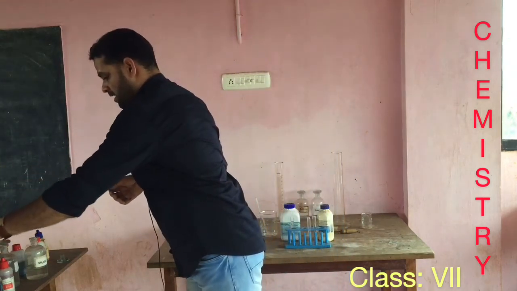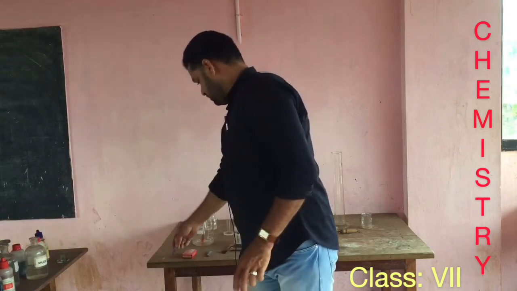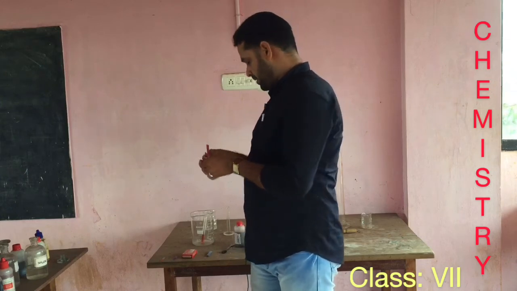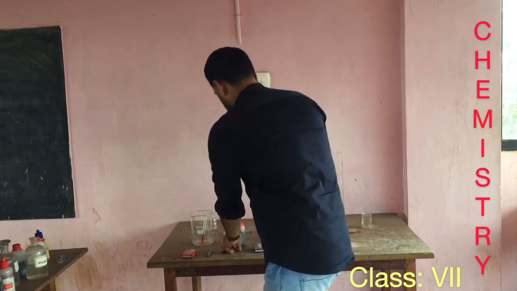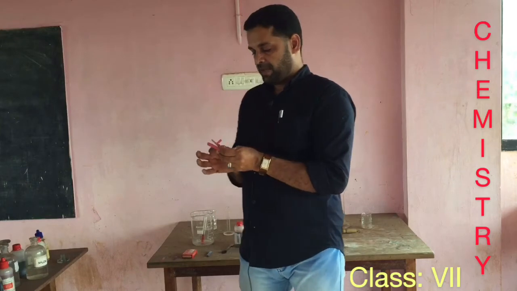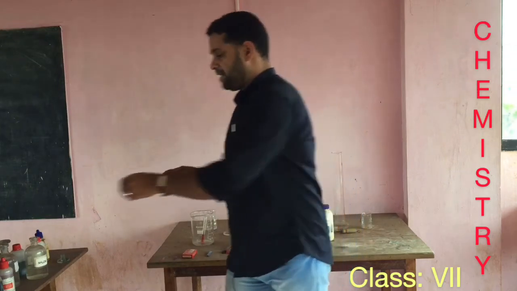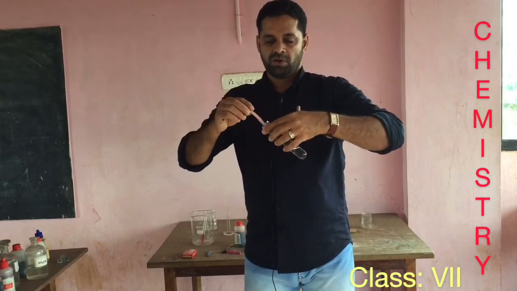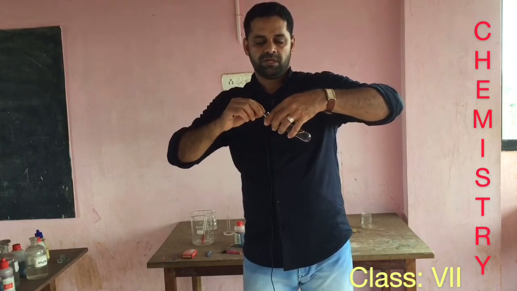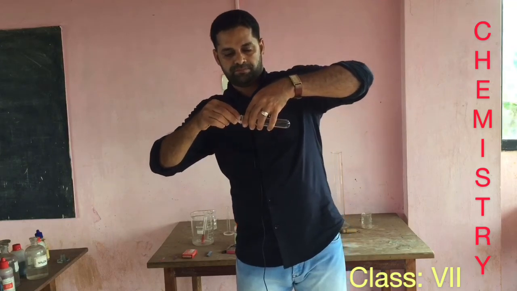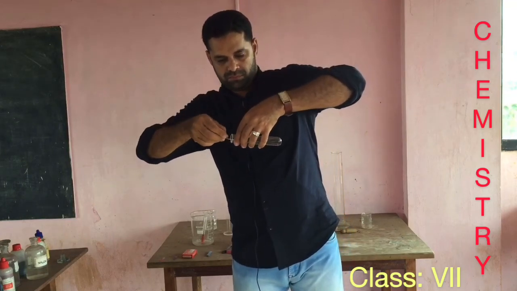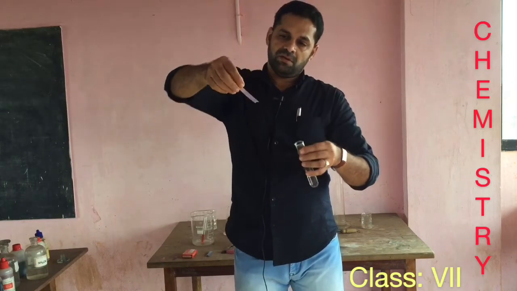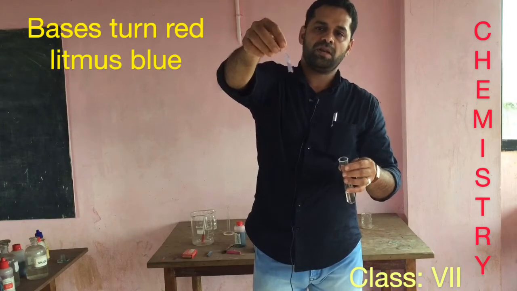But when we dip a red litmus paper into a base, here the same, we have taken ammonium hydroxide. So, see the color change when I am dipping this in a base. See, you can see the color change. It was red, but now it is blue.